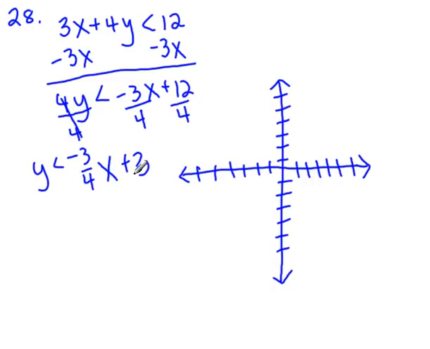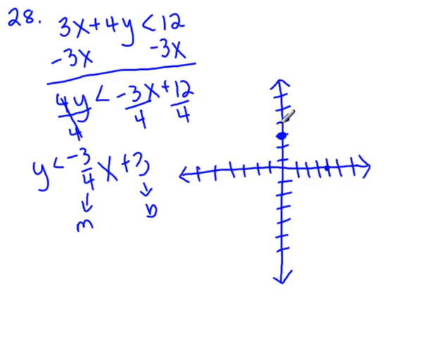So now I'm going to start out graphing this just like I was graphing a line. I start with my y-intercept. That's my b, that's my y-intercept. I put a dot at 3 on the y-axis. This is my m, or my slope. So from that point on the y-axis, I go down 3, 1, 2, 3, and I go right 4, 1, 2, 3, 4. And there's my other point.